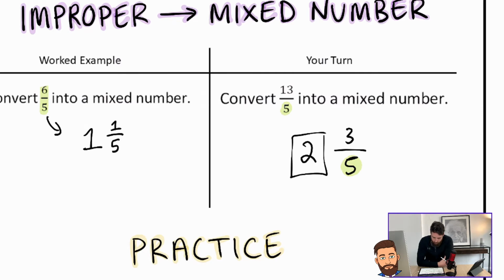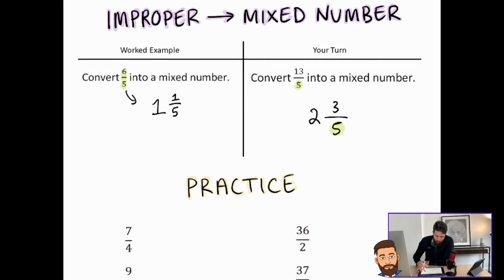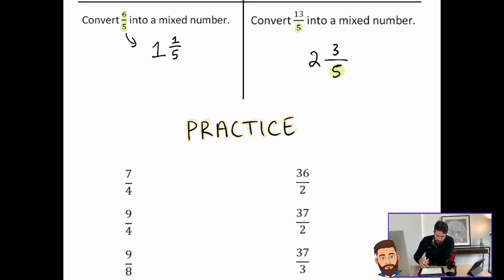So knowing your tables, very, very useful. It's all about how many times does the denominator, the bottom number, go into the numerator, the top number, whole, and then you work out how many are left over. Good tip here is you know the denominator will always be the same. So this would be 5 because that's 5, this would be 5 because that's 5.